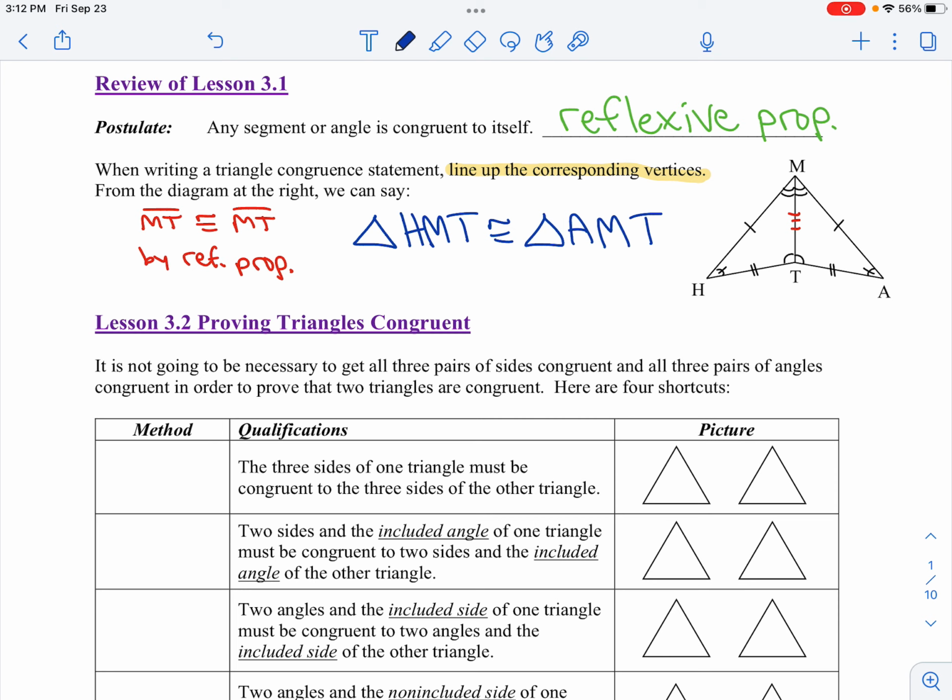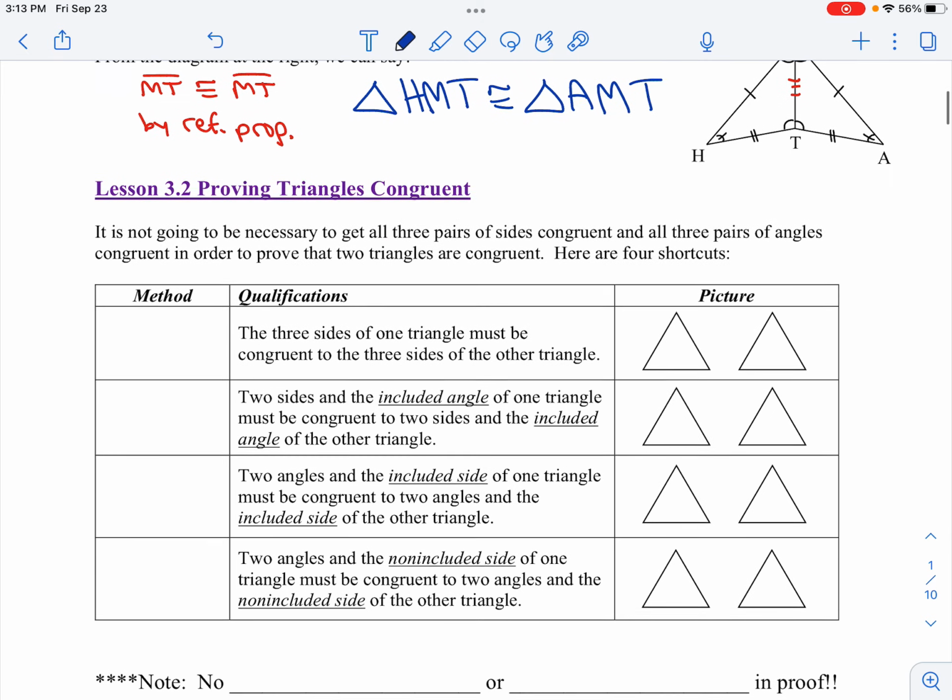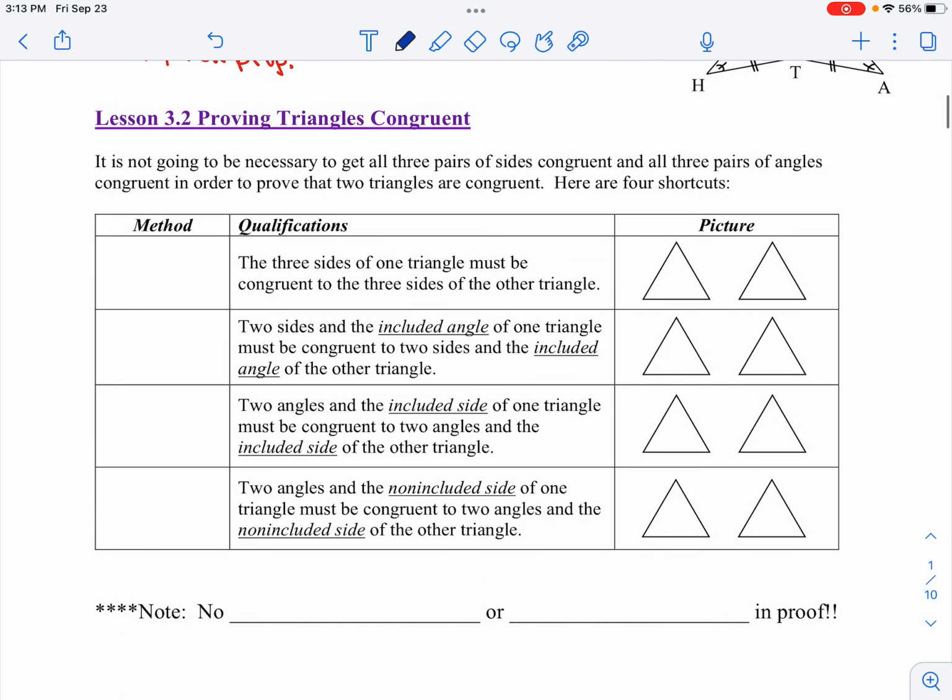All right. So as of 3.1, it took 6 statements, 3 sets of sides and 3 sets of angles to make triangles congruent. Well, here's the good news, everybody. Some old dead people found some shortcuts, and so we're going to take advantage of those shortcuts. So we don't need to get 6 things. We only need 3 things. We only need 3 things to make triangles congruent.